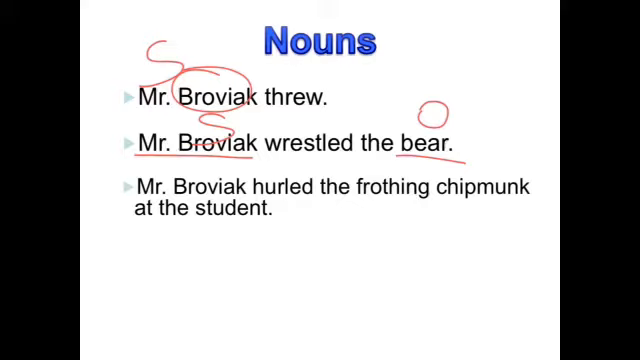Third sentence, Mr. Broviac hurled the frothing chipmunk at the student. That'd just be fun. You actually have 3 different nouns in this one. First off, you have Mr. Broviac as your first noun. Second noun is, good job, put your finger on it. Oh, you paused it, you're silly. And your third one, student. So you have Mr. Broviac is going to be your subject, frothing chipmunk is going to be your object on that one. And then this one is part of a prepositional phrase because at's a preposition, but we'll worry about that later. That's it with nouns.